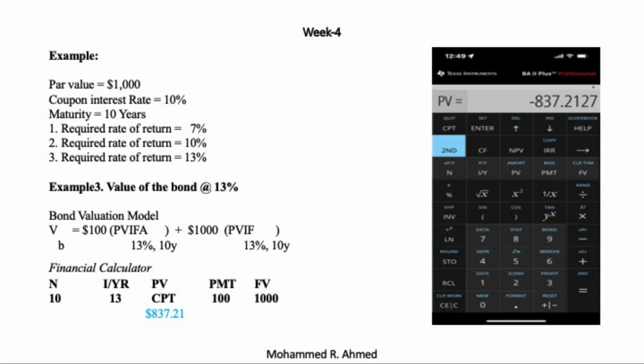Let's look at the third example. In the third example, we are going to use interest rate as 13%. So currently the market is offering 13% for the similar risk bond. And we're going to compute the present value of the future cash flows. Cash flows are the same. 100 is the interest payment, 1000 is the par value at 13% for 10 years. And when you compute the present value, it comes out to 837.21, which is lower than the par value, which means the bond is selling at a discount. Why? Because investors have option of making 13% in the current market. That's why the bond is selling at a discount.